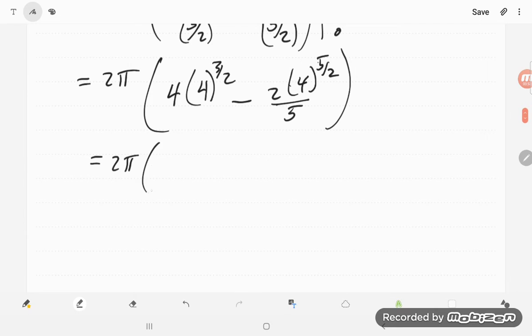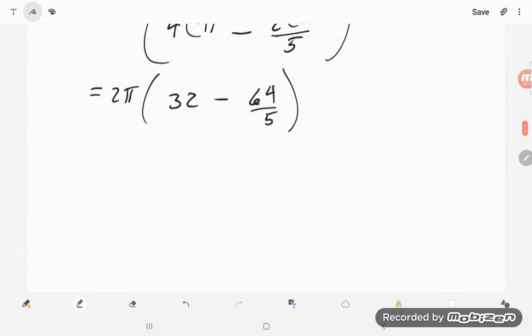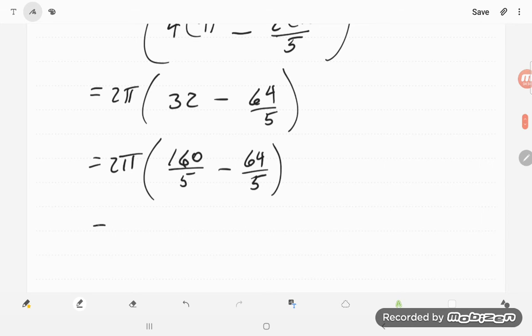Okay, well, that's 2 pi. 4 to the 3/2. Well, the square root of 4 is 2, and then cubed is 8. So I get 32 there, minus. And again, the square root of 4 is 2, and 2 to the 5th is 32. And so I get 64 divided by 5. So this is 2 pi times, well, 32 times 5 is 160 over 5 minus 64 over 5. So this is 2 pi times 96 over 5.